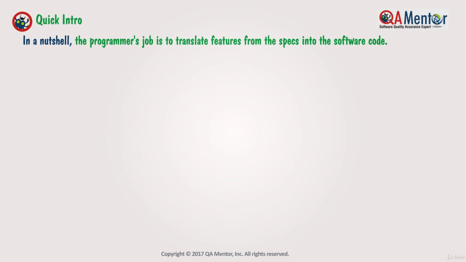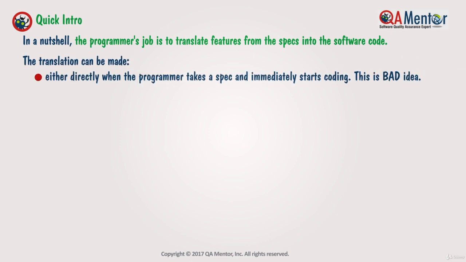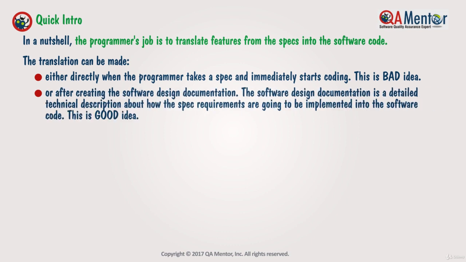Quick intro. In a nutshell, the programmer's job is to translate features from the specs into the software code. The translation can be made either directly, when the programmer takes a spec and immediately starts coding, "This is a bad idea," or after creating the software design documentation. The software design documentation is a detailed technical description about how the spec requirements are going to be implemented into the software code. This is a good idea.